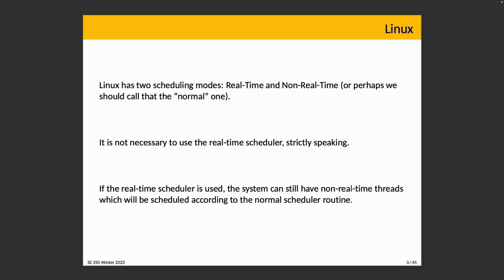Now, Linux has two scheduling modes. It has real-time and non-real-time, or maybe we should call that the normal one. And it's not strictly necessary to use the real-time scheduler, and if the real-time scheduler is used, the system can still have non-real-time threads that will be scheduled according to the normal scheduling routine. We'll talk about the real-time scheduler quickly, but it's the non-real-time ones that are actually interesting for our discussion today.